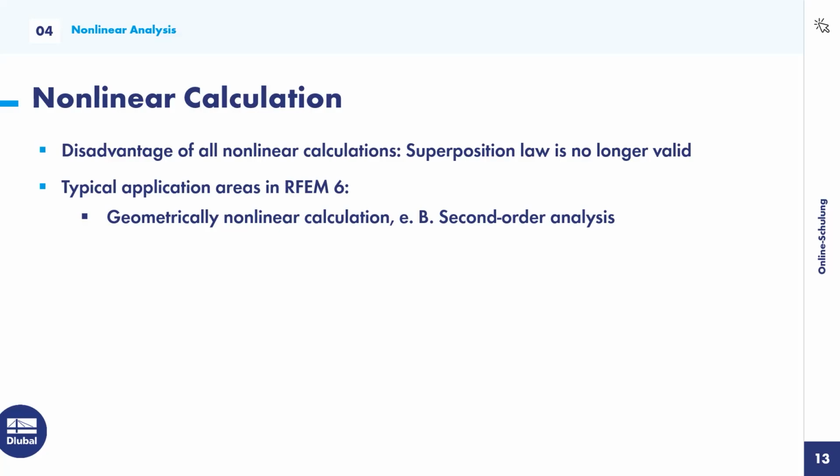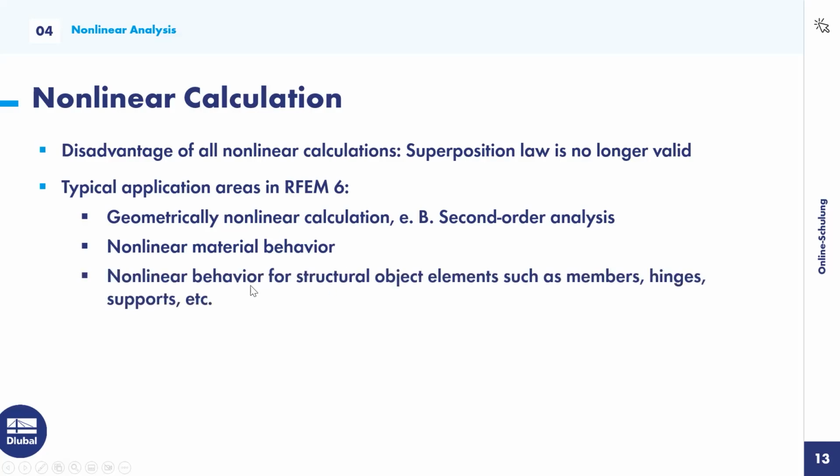And this already gives the hint that it's going to take quite a bit longer than a linear calculation, right? Since you just have to calculate it again and again. Another possibility is the nonlinear material behavior. We will have an example for this later on. Another example would be the nonlinear behavior for elements, for hinges, for supports, for members.